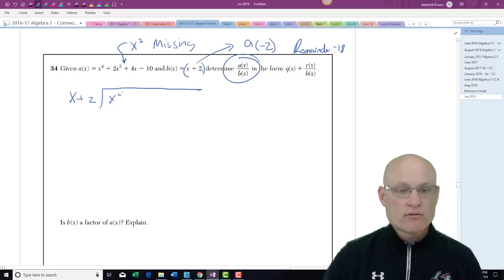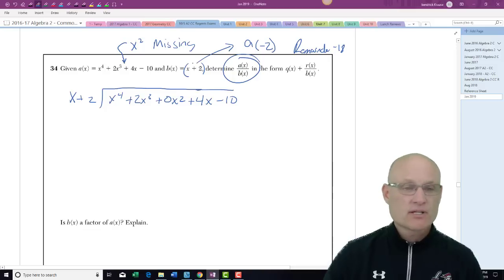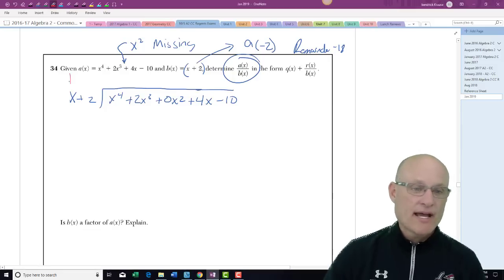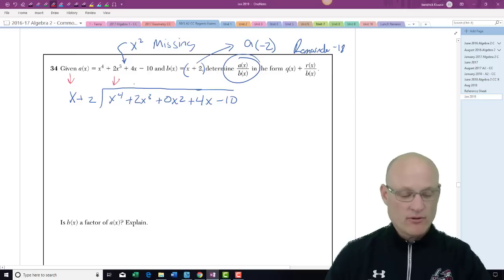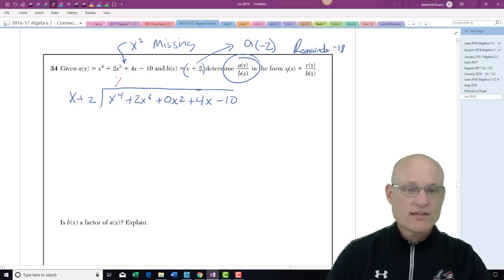x to the 4th plus 2x cubed plus 0x squared. Now you're going to come into play. This doesn't have anything to do with it, but it could, and it probably normally does. All right. What do I have to multiply x by to get x to the 4th? And that's x cubed. So I'll take x cubed times x. I get x to the 4th. X cubed times 2, I get positive 2x cubed.